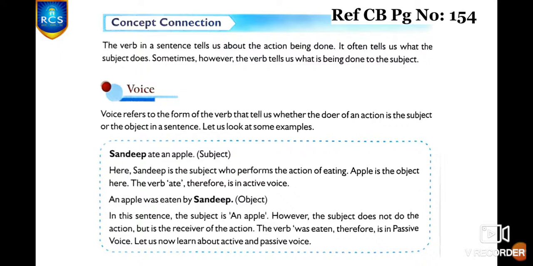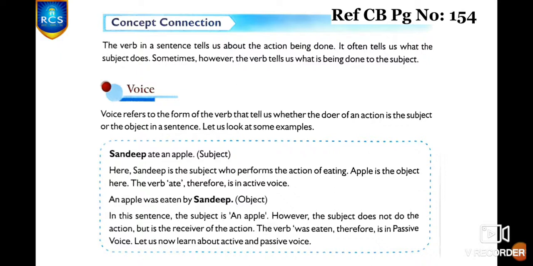It often tells us what the subject does. Sometimes, however, the verb tells us what is being done to the subject. Voice. Voice refers to the form of the verb that tells us whether the doer of an action is the subject or object in a sentence. Let us look at some examples.